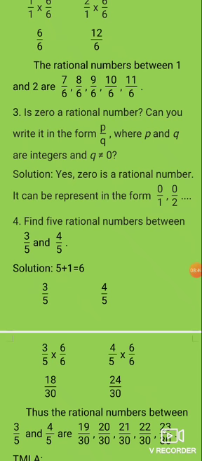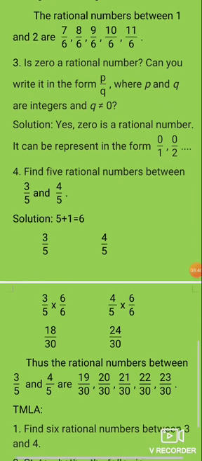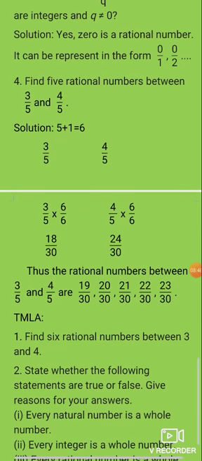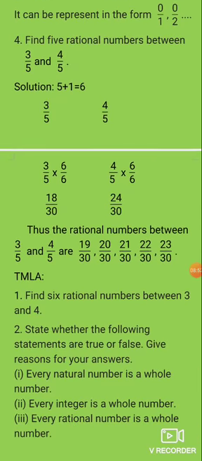Okay, now since you have no textbook, I'll give the TMLA questions also here. That is exercise first one. The 2 questions, TMLA: find 6 rational numbers between 3 and 4. First question. Second one, state whether the following statements are true or false. Give reasons for your answers. First one, every natural number is a whole number. Second, every integer is a whole number. Third, every rational number is a whole number. Okay, so clear, students? Okay, thank you.